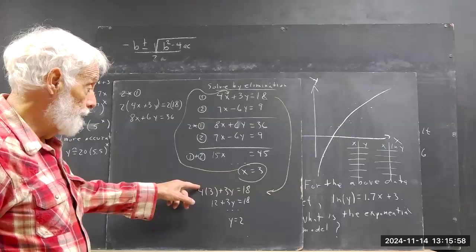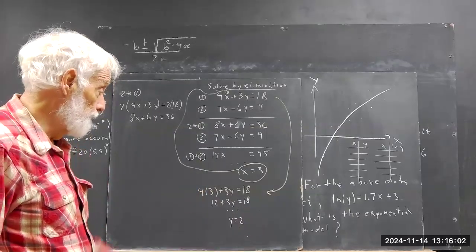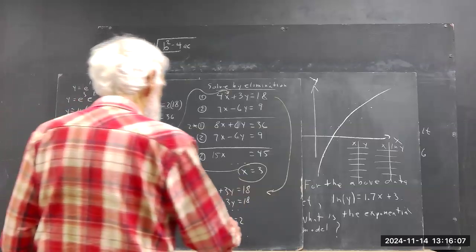So you solve this equation. First thing you do is multiply 4 by 3, and then you should be in familiar ground. Subtract 12 from both sides. You get y equals 2.